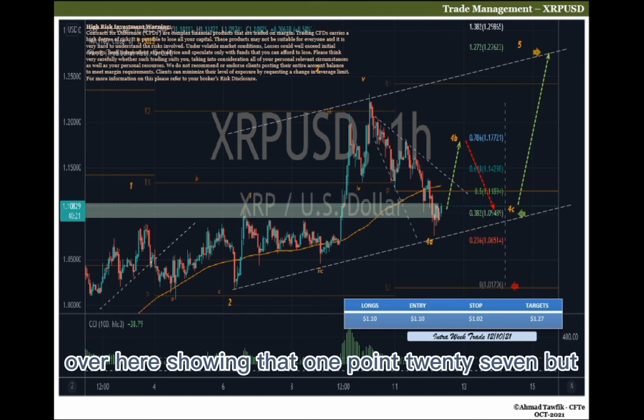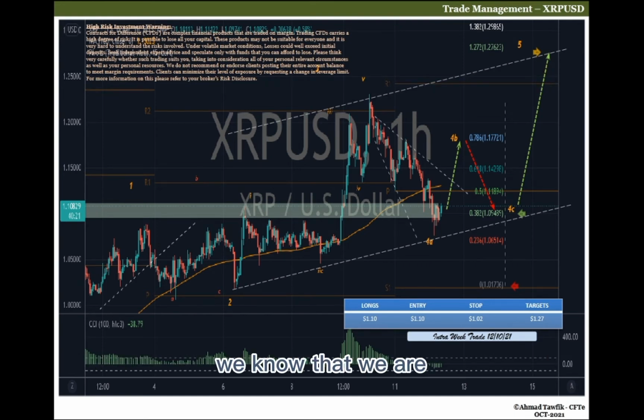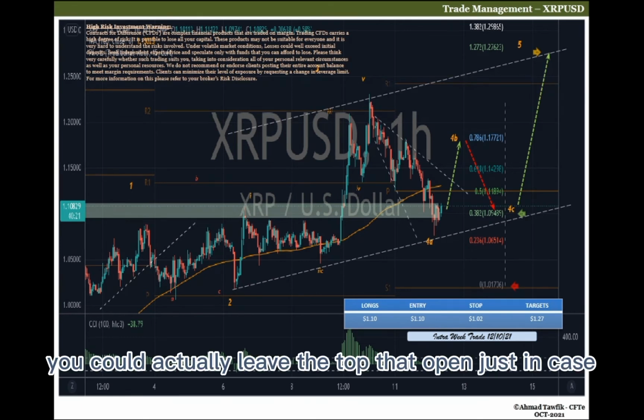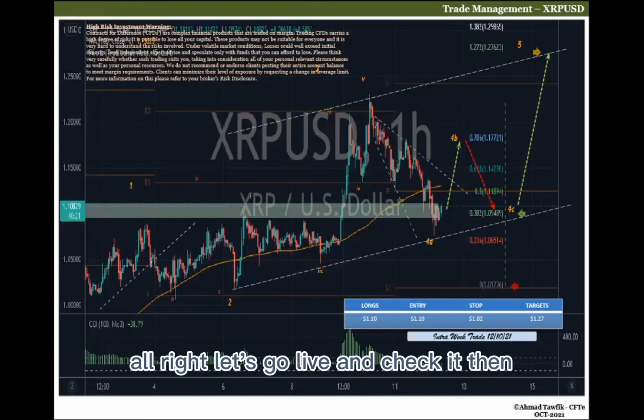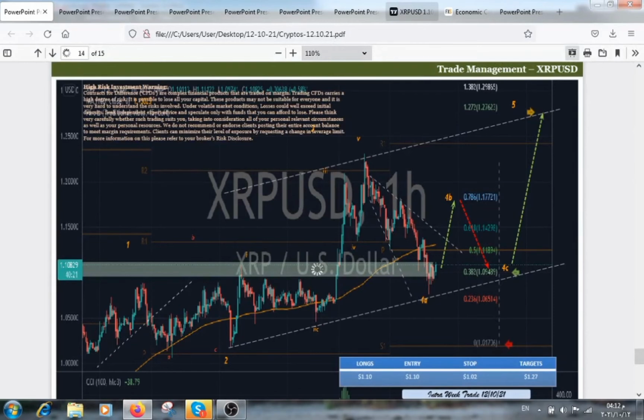Targets are over here showing at 1.27, but we know that we can let it run. You could actually leave the target open just in case there is any breakout in that liquidation case against the SAC. Alright, let's go live and check it then.